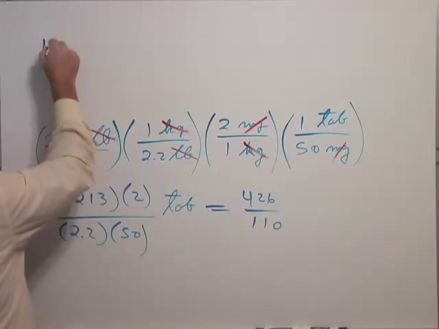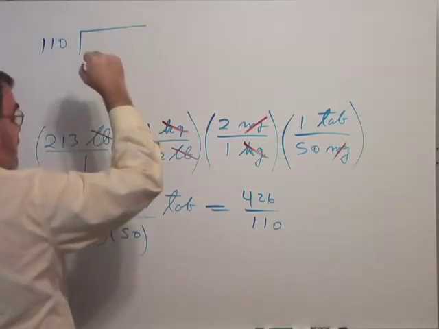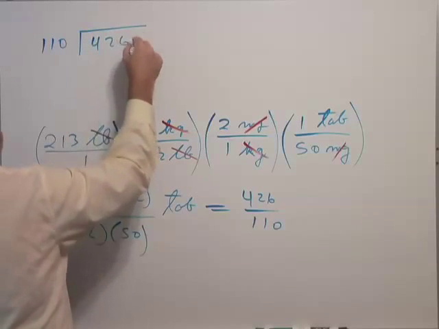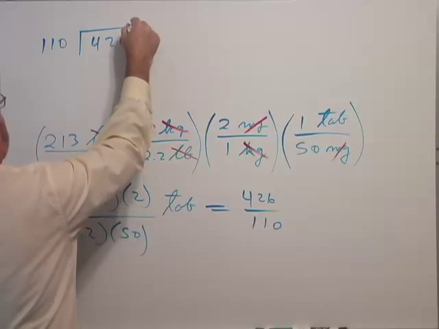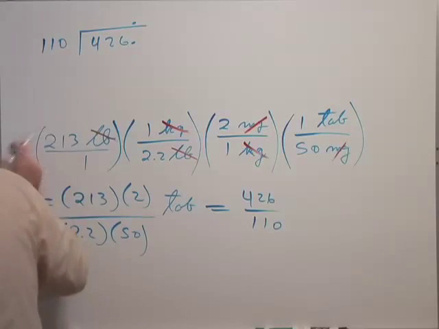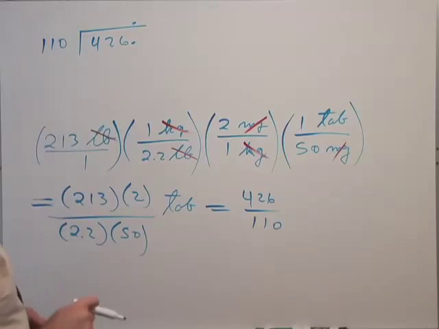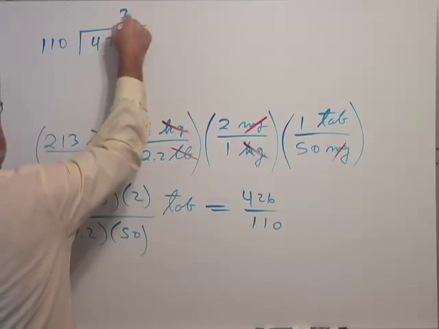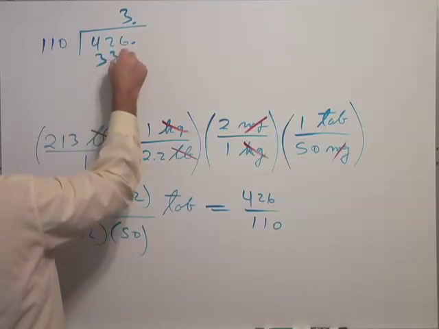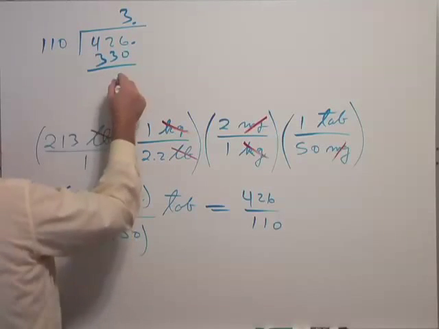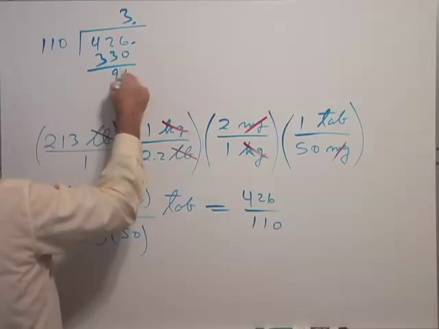So dividing 110 into 426. And let's go ahead and put the decimal point in. So 110 goes into 426 3 times. And this will give us 330. Subtract would be, what, 96.